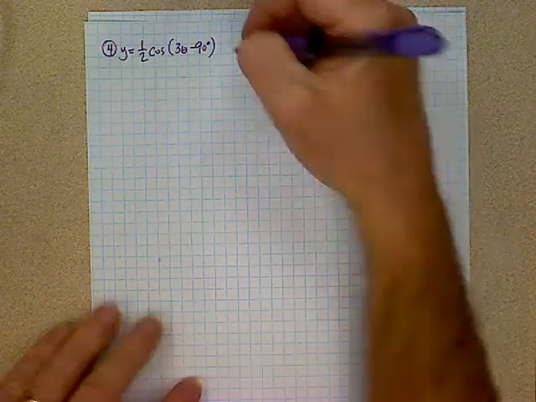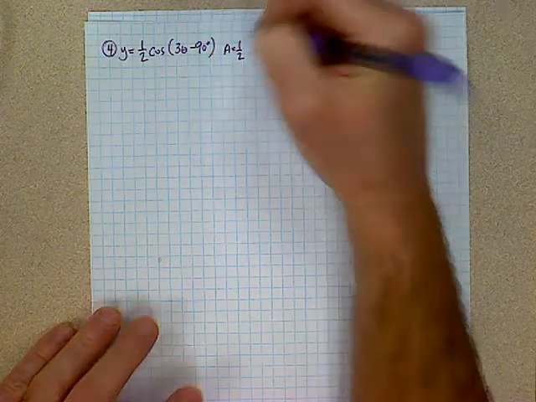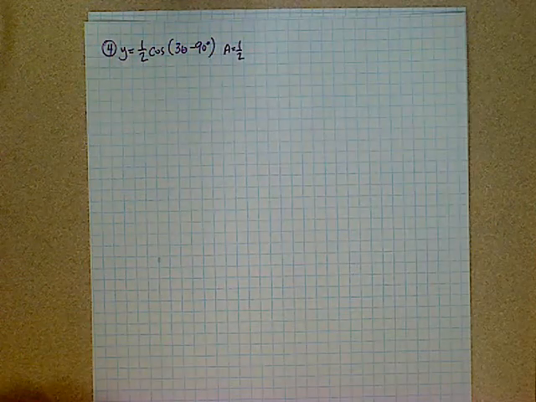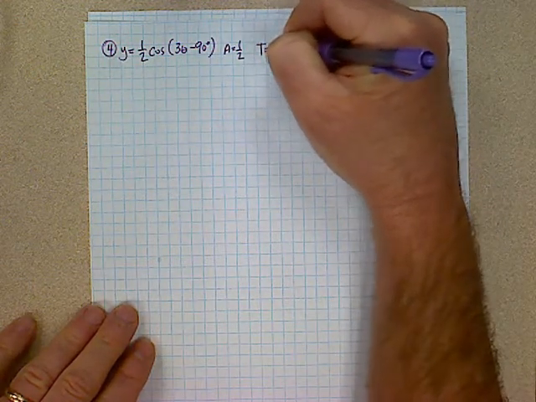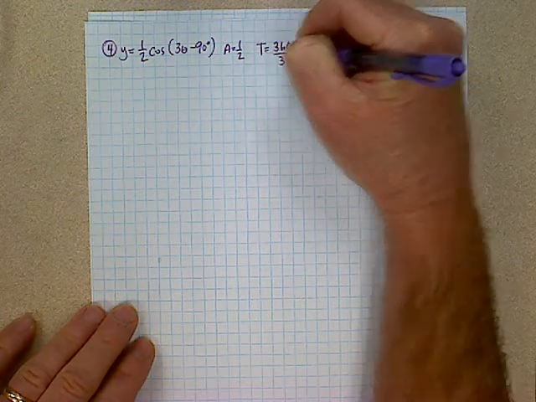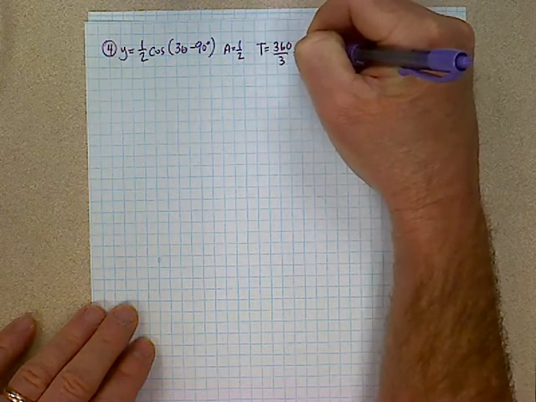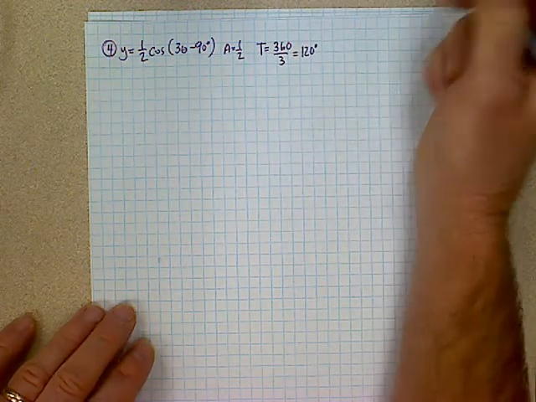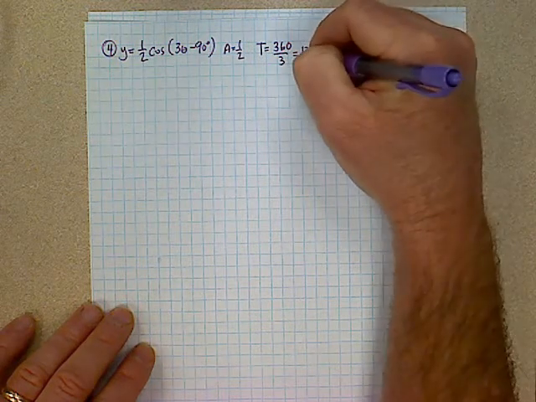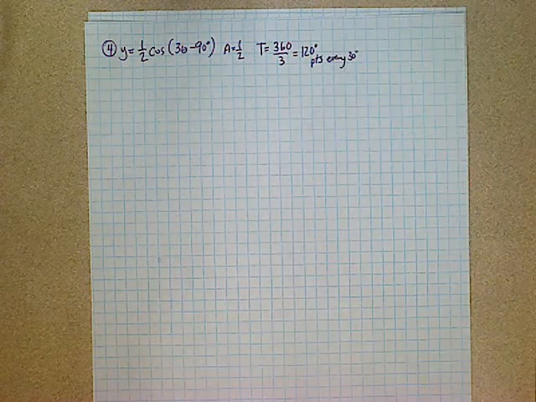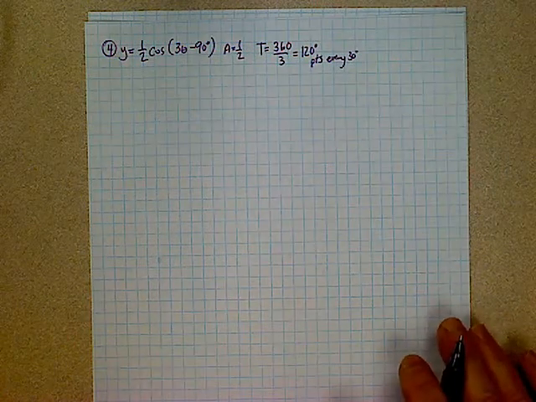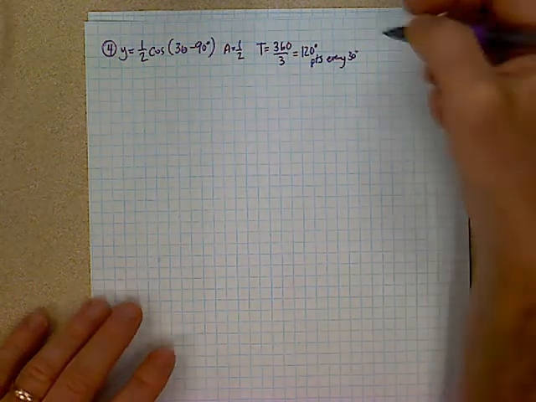Let's get right into it. So amplitude here is 1/2, the number in front. You're going to go ahead and find your period by taking 360 and in this case dividing by 3. So our period is going to be 120. If we divide that by 4, we're going to have points every 30 degrees. Okay, we'll have to think about our scaling to do that.